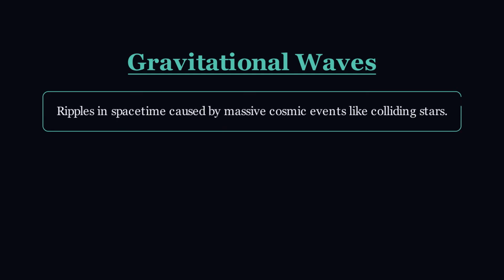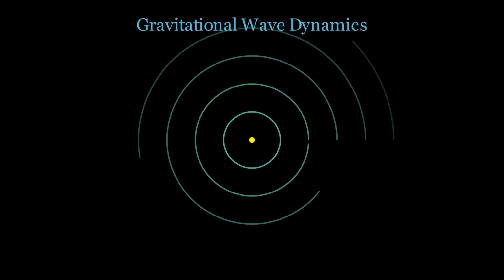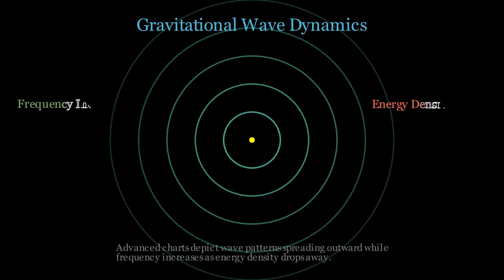Gravitational waves ripple through space-time when massive stars collide and disrupt their existing structures. Advanced charts depict wave patterns spreading outward while frequency increases as energy density drops away.